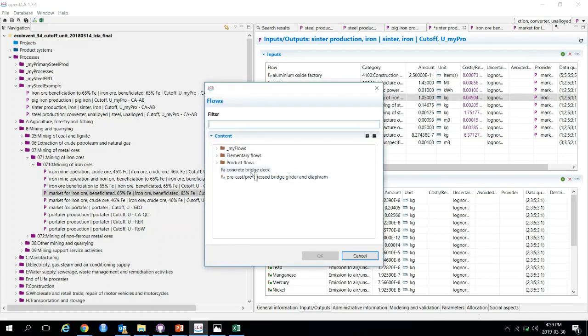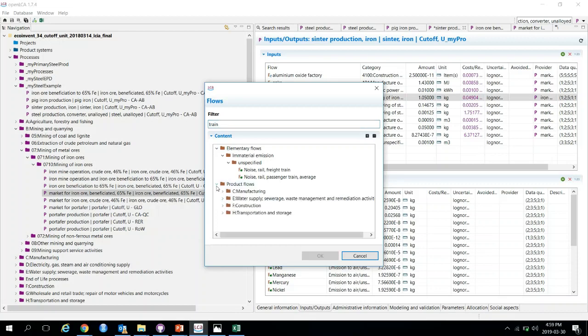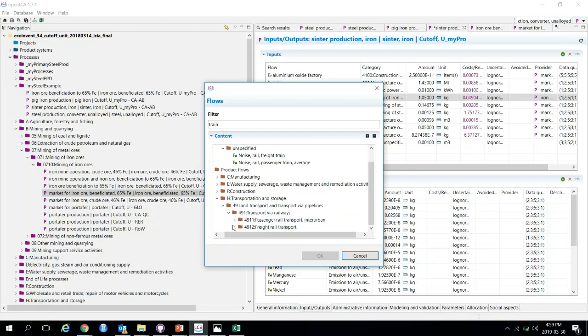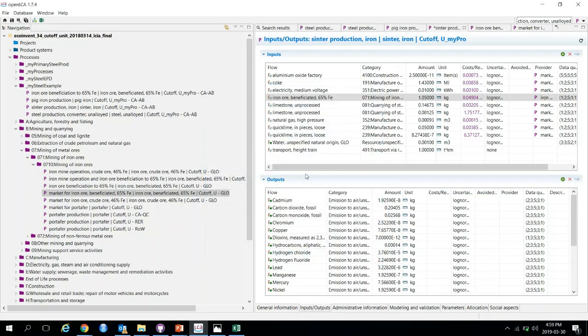We can likewise assume it's probably going to be by train again, maybe a combination of train and truck, but likely it's fairly integrated with a train transport system. So I'm going to write train, transportation, railways, freight rail, and we want that transport, freight rail. We don't need freezing or cooling. There we go.